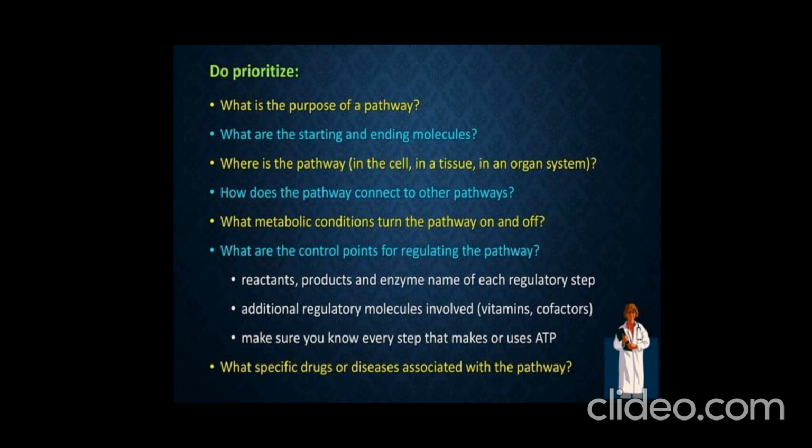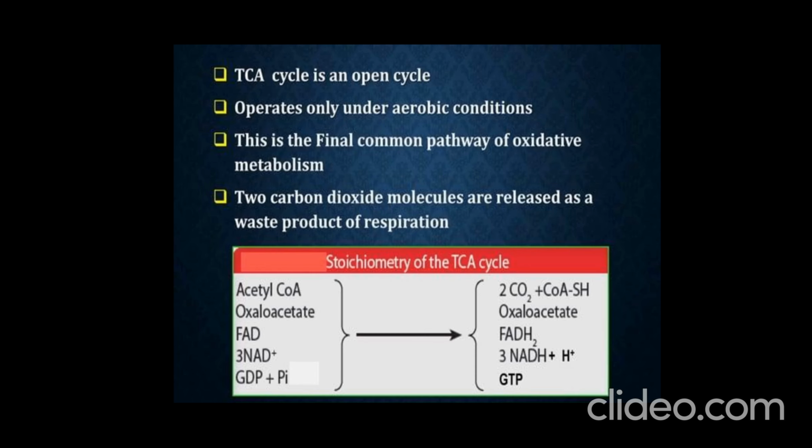See here, first we have discussed that pyruvate is formed from fatty acids, amino acids, etc., and it gets converted to acetyl CoA. That's what it means here. How does this pathway connect to other pathways? Then what metabolic conditions turn the pathway on and off? What are the control points for regulating the pathway? Control points mean the reactants, products, and enzyme name of each regulatory step, and additional regulatory molecules involved. Make sure you know every step that makes or uses ATP. Then what specific drugs or diseases are associated with this pathway? These are the things we need to concentrate more on about the citric acid cycle.